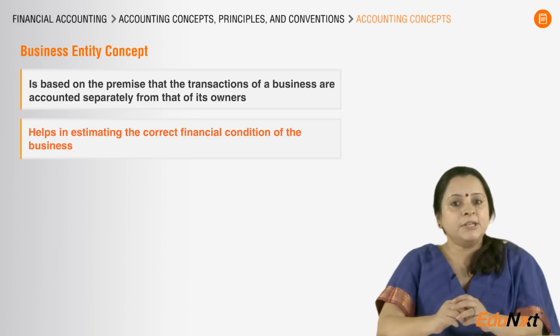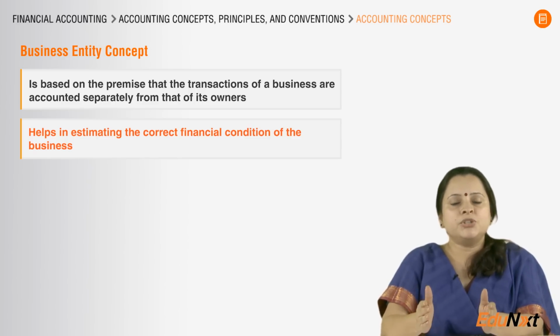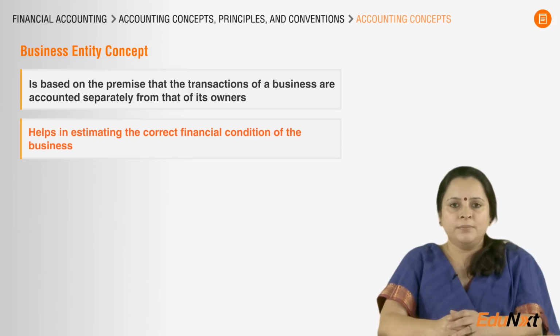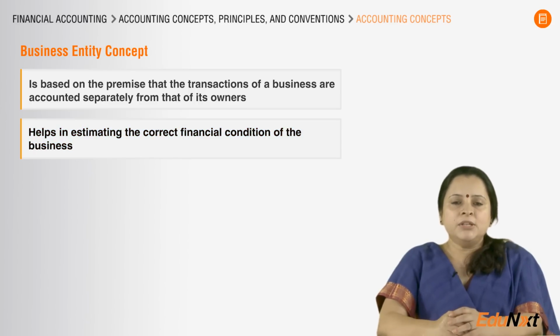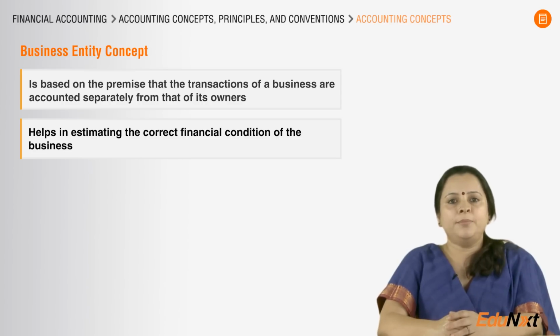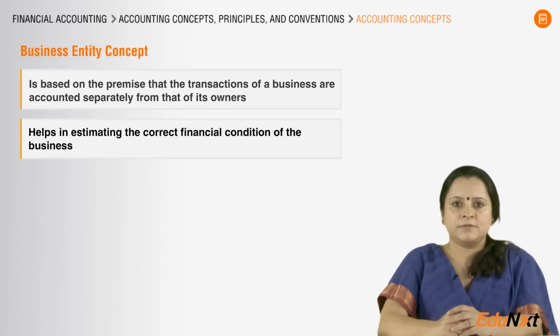What is the benefit of this concept? This concept helps in estimating the correct financial condition of the business as the personal transactions of its owners are not mixed up with that of the business transactions. That is why the personal expenses of the owners do not appear in the profit and loss account of the business. If the personal expenses, for example, are paid out of the assets of the business, such payments are treated as drawings in the books of accounts.